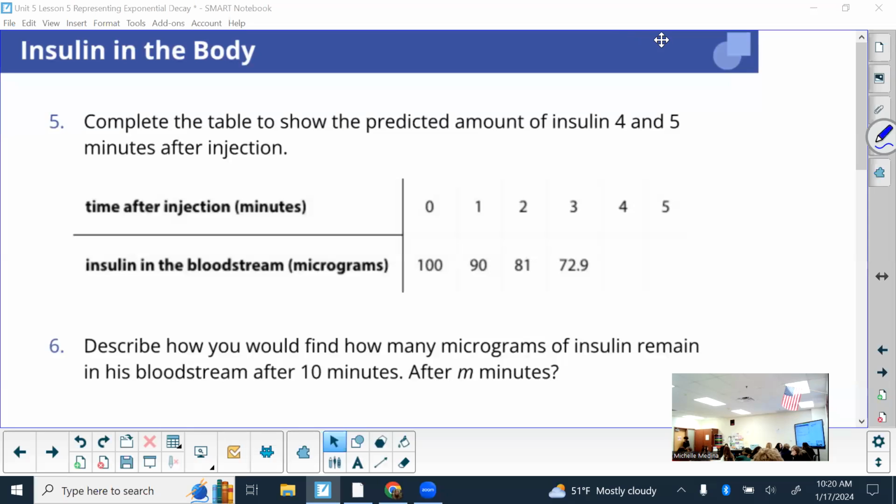Your task was to try and fill out this table. Who thinks they have it for when X is 4? What's my output? Okay, one more time. All right, let's see if that's right. Did anyone get it for when X is 5? What's the output? What was that?